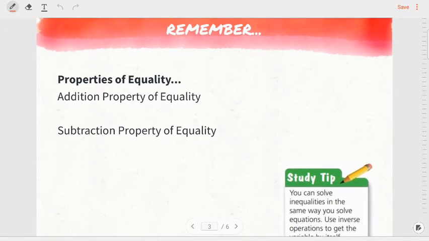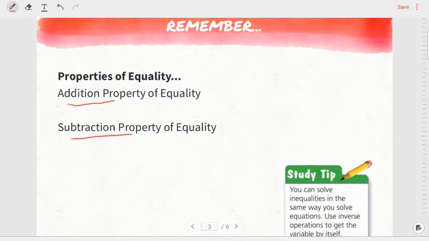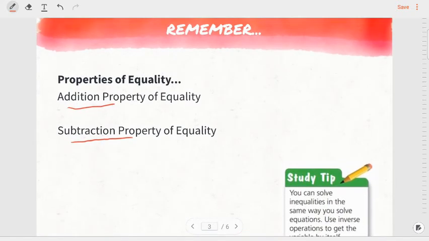So how do we solve inequalities? So remember, we've got some properties of equality. The addition property of equality and the subtraction property of equality. Remember, what that means is that I can use inverse operations to solve. If I see an addition problem, then I'm going to subtract the same thing on both sides in order to remove it. We call that the subtraction property of equality. Okay, or maybe I have a subtraction problem and I need to add on both sides to eliminate that thing. That's called the addition property of equality.